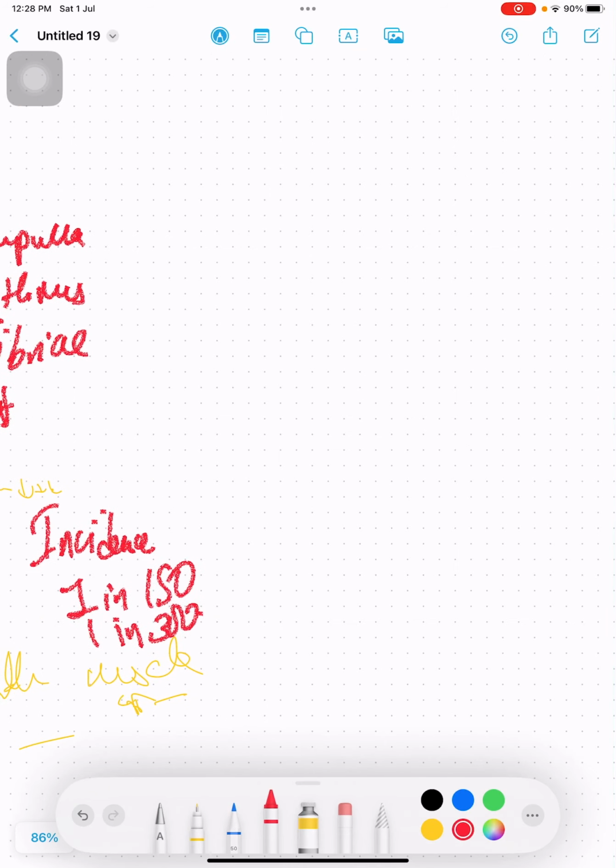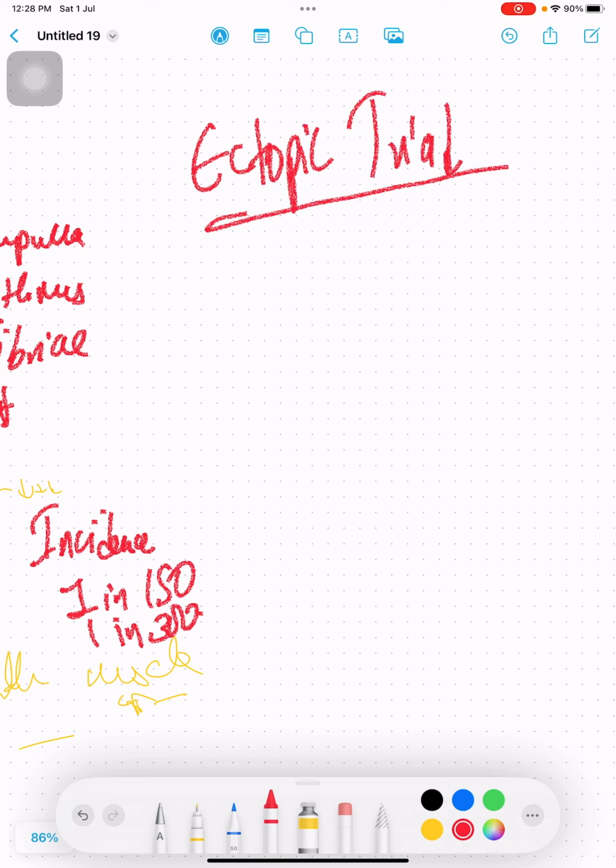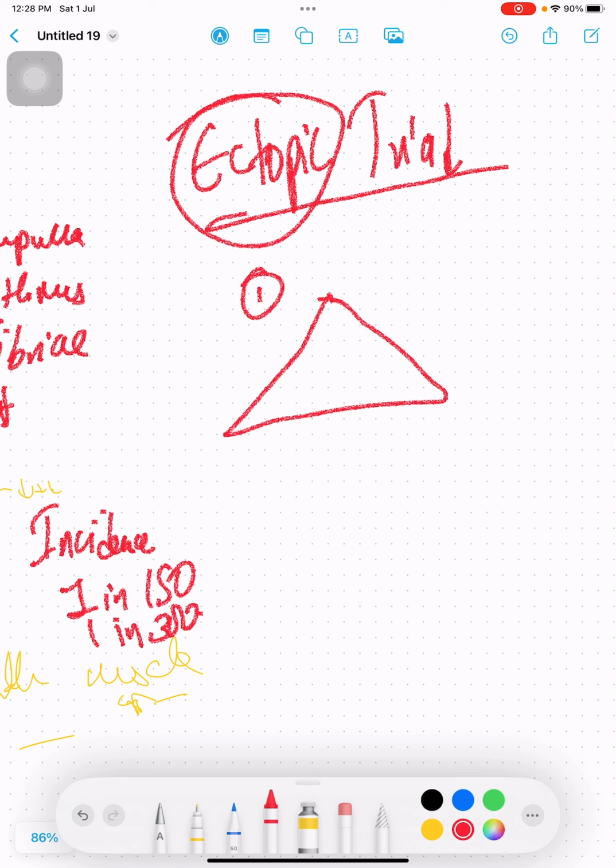Now you need to know about the ectopic triad. What do you mean by ectopic triad? Whenever there's a pregnancy, what would the female first present with? Of course, you have already gone through the postings.